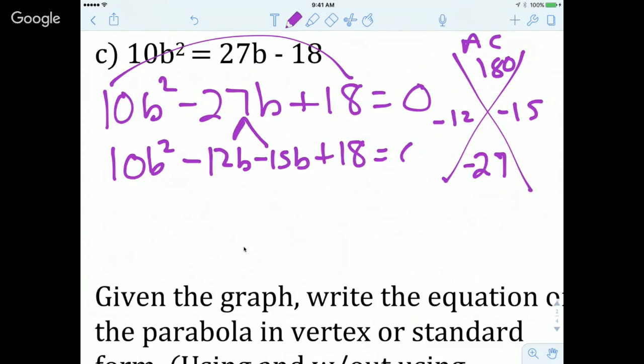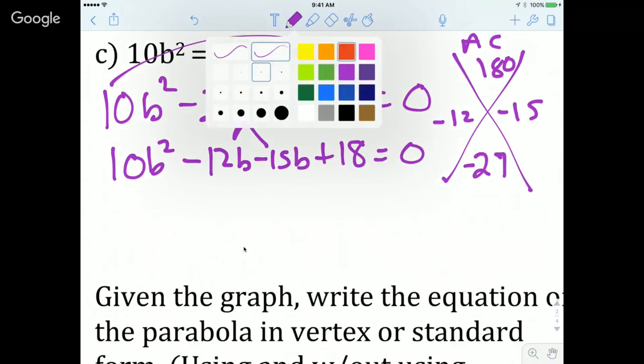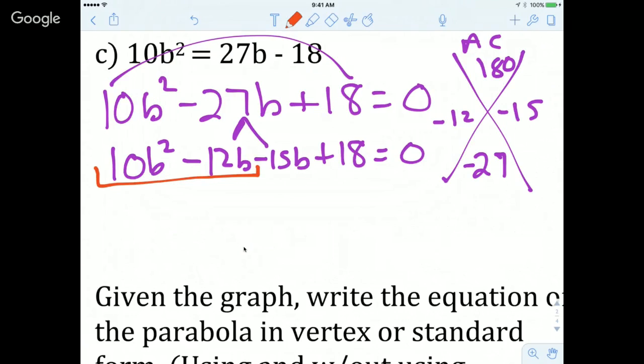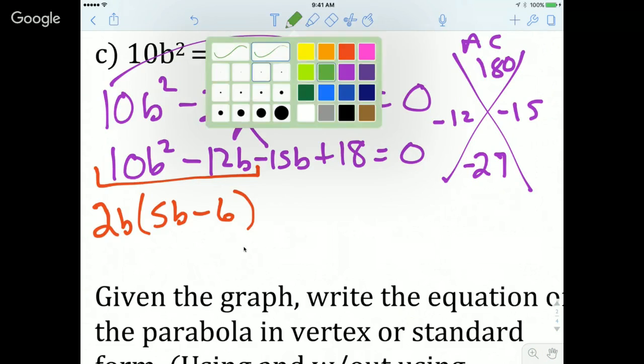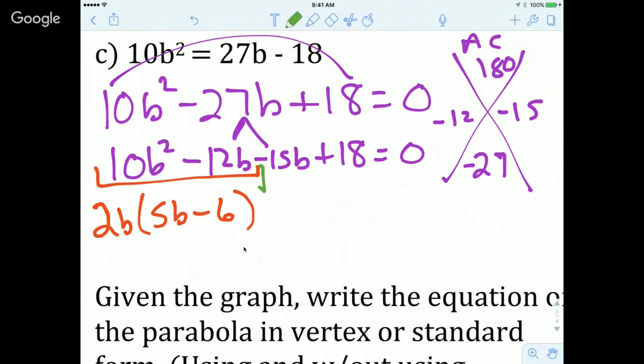Now you have to find a common GCF out of the first two. We've got the 2, we've got that 3. So this is 2B, and we want a GCF, and that would be 5B minus 6. Bring down the minus sign. And then negative 3 is also 5B. Keep in mind, when you divide by that negative 3, that's where you get the negative 6.